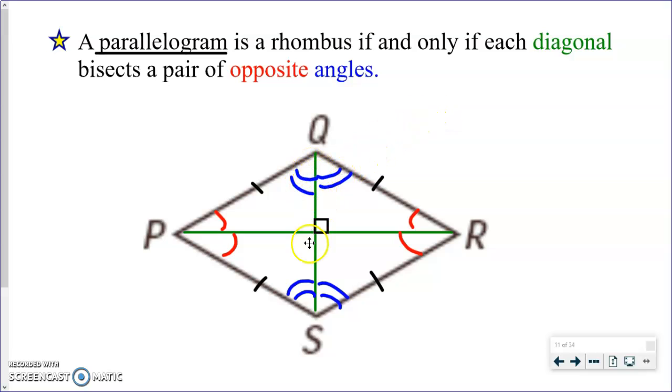Right. And the diagonals do something else. If we look at this angle here, PQR, this diagonal bisects that angle. So you get two congruent angles. And that happens at every vertex. The diagonals bisect that vertex.